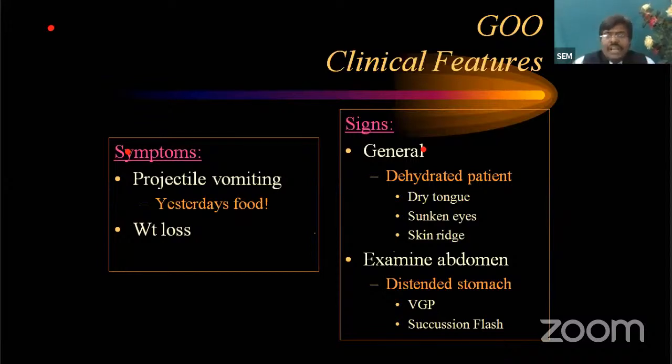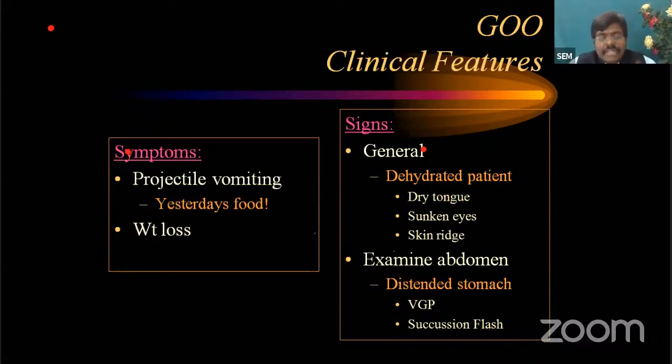So you have to write all the findings of a dehydrated patient: ask the patient to put out the tongue, dry tongue, indrawn cheek, sunken eye, skin ridges. If you see the skin, you see the elasticity. All of you love elasticity. But here, it will be a 60 or 70 year old man. The skin will remain like a ridge, skin ridge appearance. All those things you have to write as an undergraduate. These are the clinical signs of dehydration.